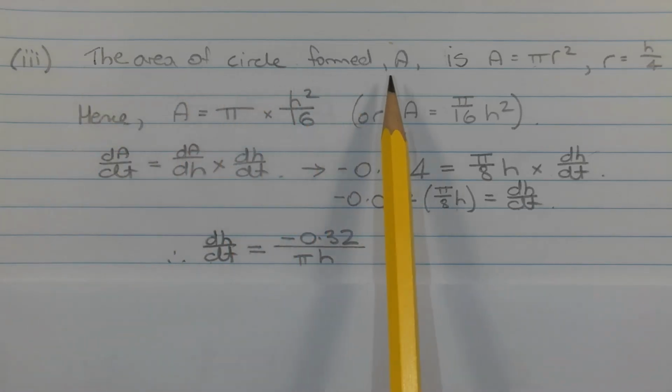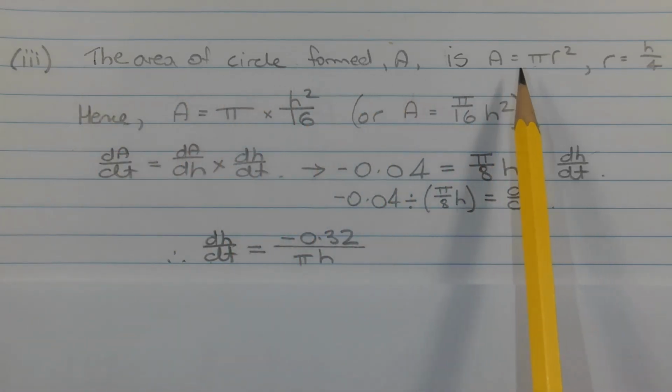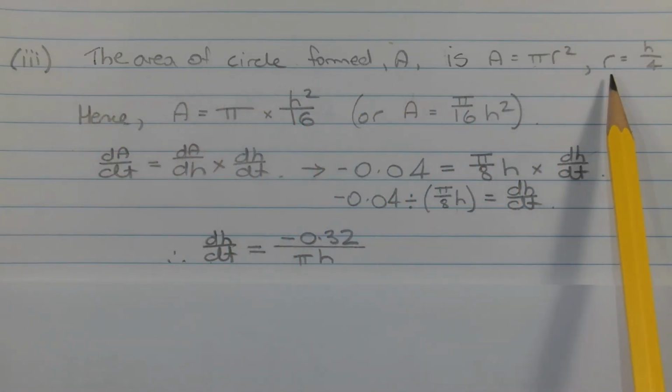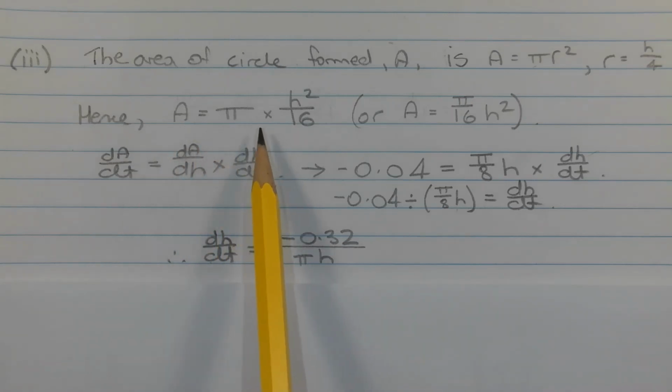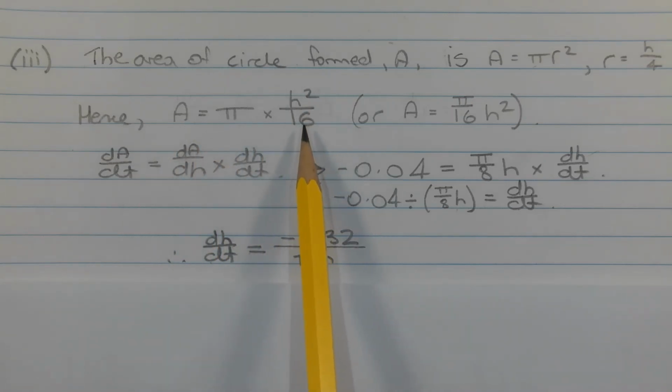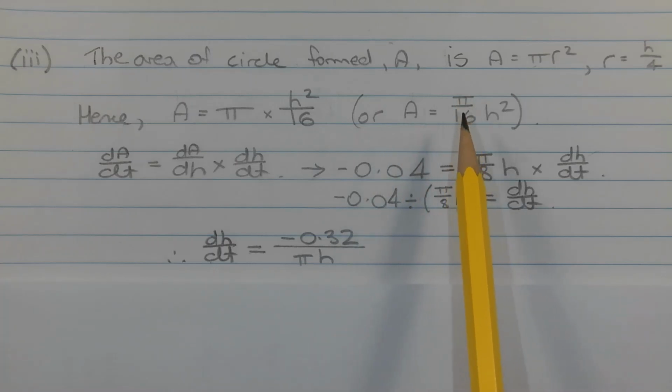The area of the circle formed, A, is given by the formula A equals pi r squared, where r is equal to h over 4 from part 1. So substituting h over 4 for r in the formula, we get A equals pi times h squared over 16, or it can be written as A equals pi over 16 times h squared.